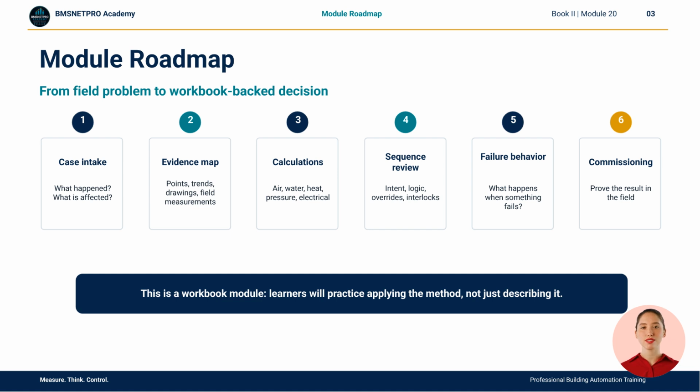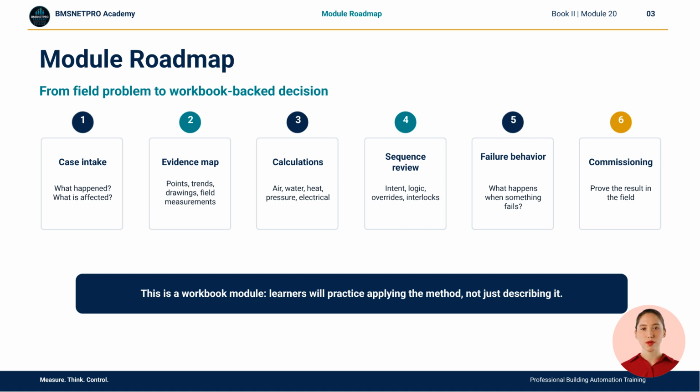This roadmap shows how the module moves. We begin with case intake. What is the real problem and who is affected? Then we build an evidence map. BAS points, trends, drawings, sensor locations, field measurements, and maintenance history. Next, we run calculations, not to create paperwork, but to test the story.